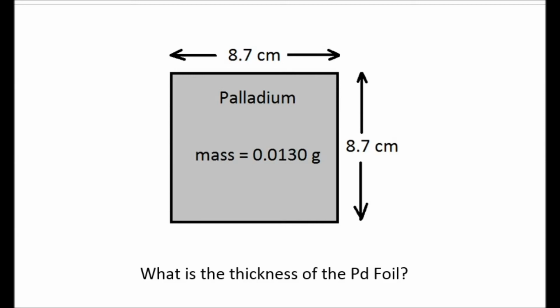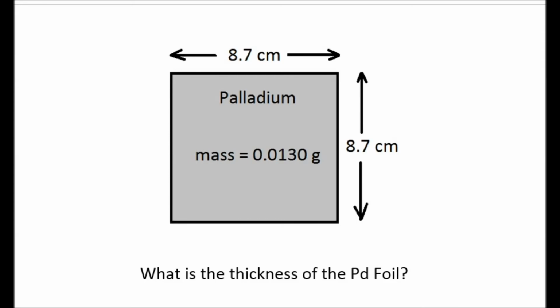And of course the solution is to, well, first of all, measure the length and the width, and I have the experimental values there, 8.7 centimeters, 8.7 centimeters. The thickness is unknown. That's what we're looking for. What is the thickness of the foil? Well, we could also measure the mass. That's pretty straightforward, and that's 0.0130 grams. So that's the mass.